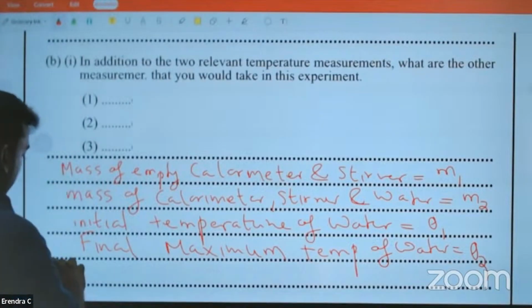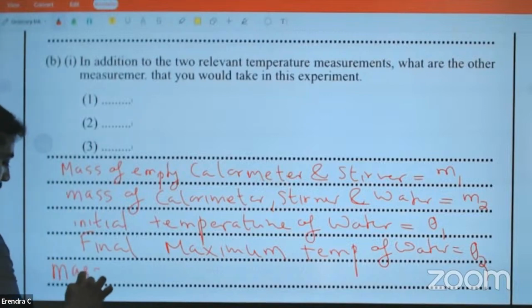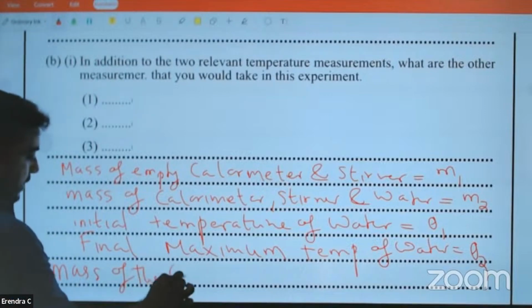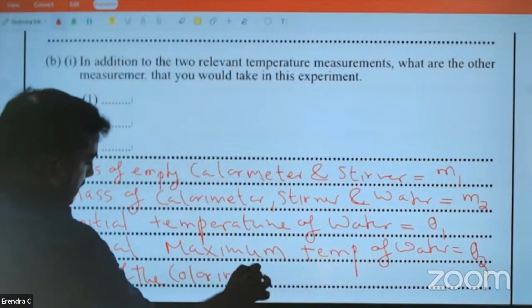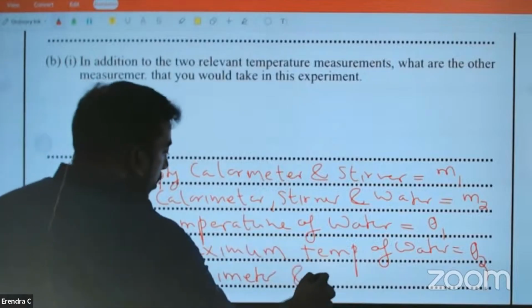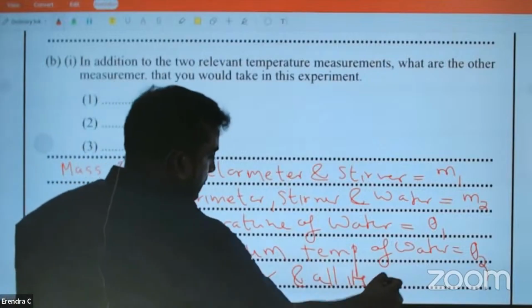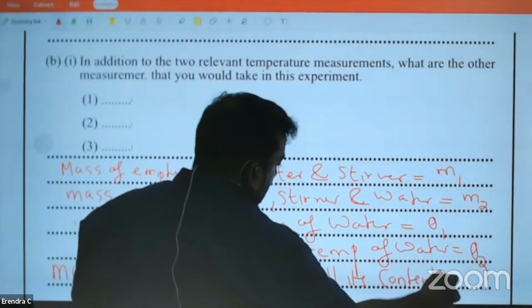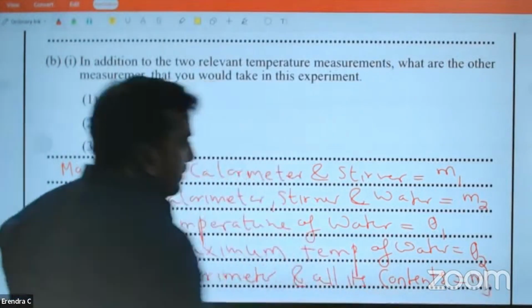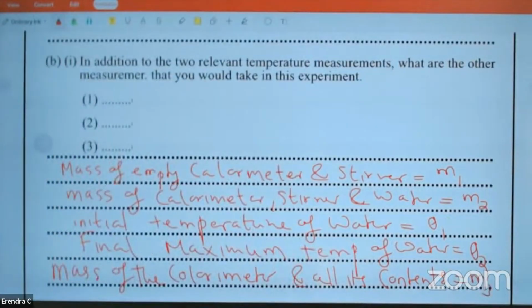Allow the system to cool down. Mass of the calorimeter and all its contents, M3. Final mass of calorimeter and its contents. Right. So there you go.